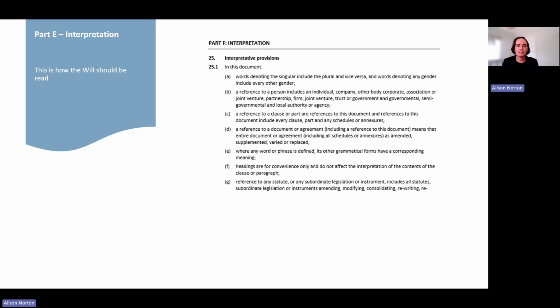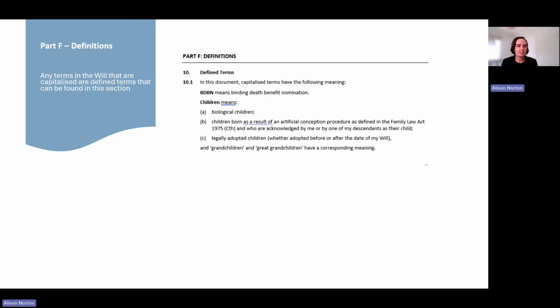Part E is the interpretation. So this is how the will should be read. So, for example, the law of Victoria applies, headings should be read as well, those types of things. And then Part F is the definitions section. So this is, for example, where I said that the gift over provision is defined here. Anything that is capitalised in the will is a defined term that is here at the back of your will. So have a read of those as well. But again, the legalese you don't need to fully understand. The most important thing is that you understand Part A and Part B, but happy to explain anything.